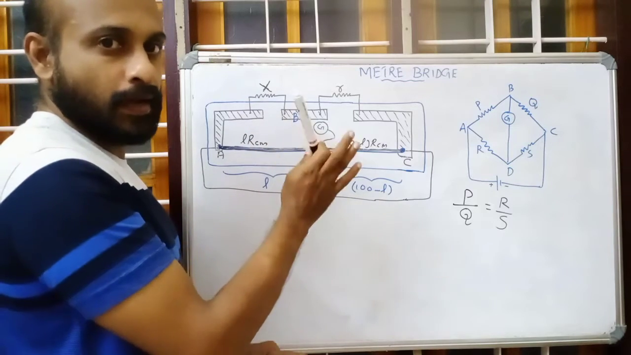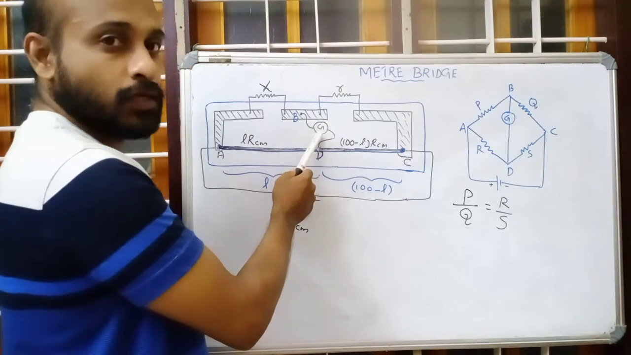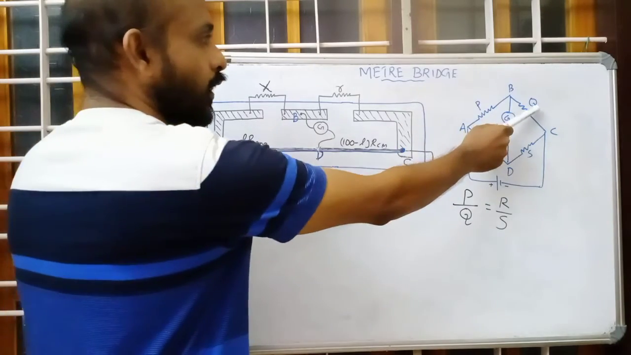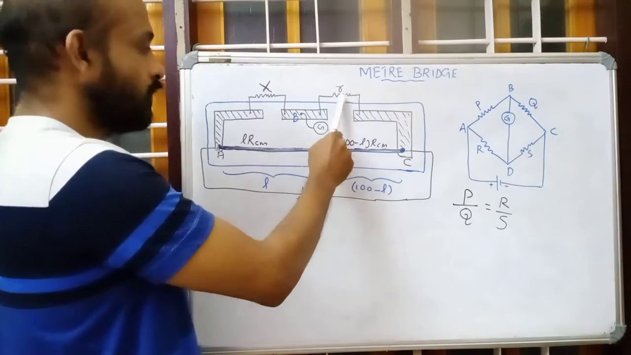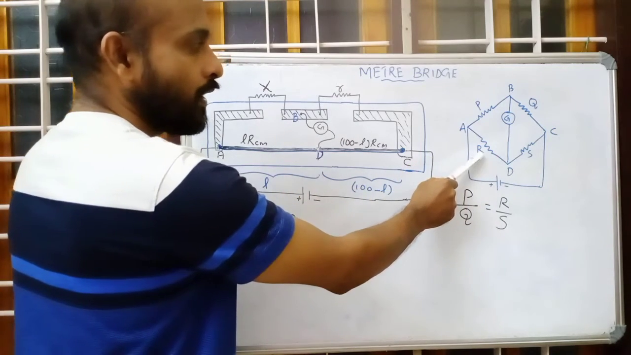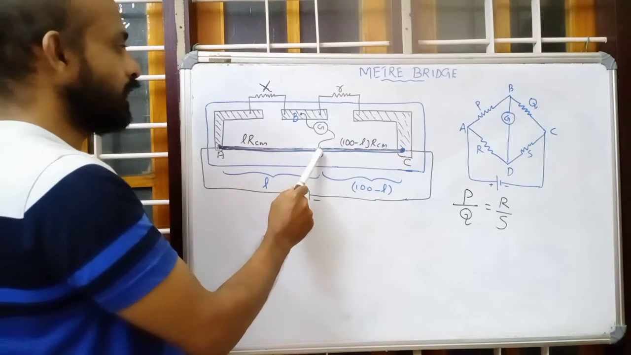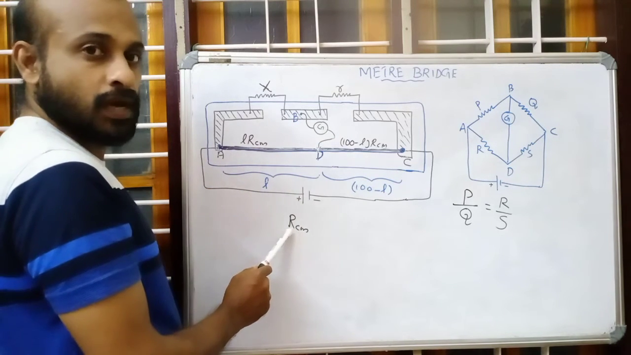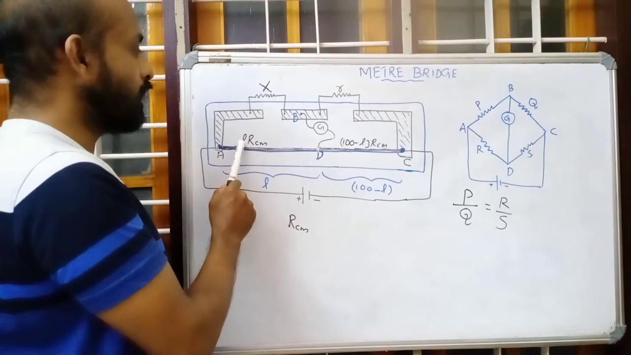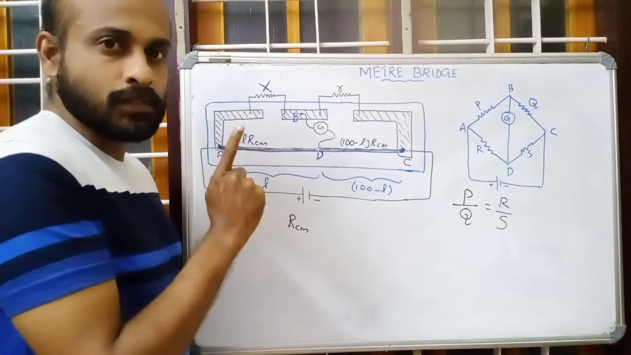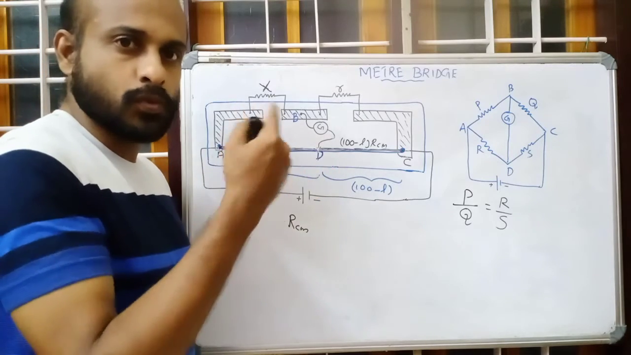Now let the bridge be balanced. The galvanometer shows null deflection. P can be considered as X. Q can be considered as small r. Now what about these resistors? We have AD equal to capital R. Here from A to D, the length is L. For 1 centimeter length, what is the resistance? RCM. So for L centimeters, how much resistance? L into RCM. For 1 centimeter, RCM. For 2 centimeters, 2 into RCM.